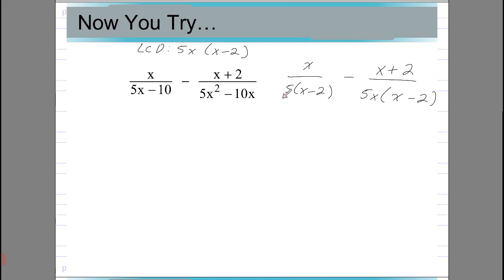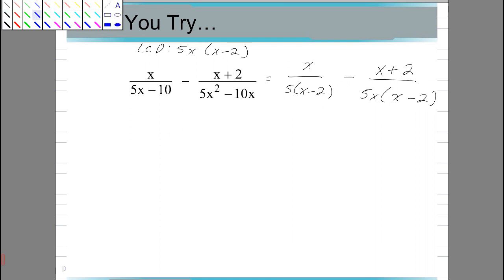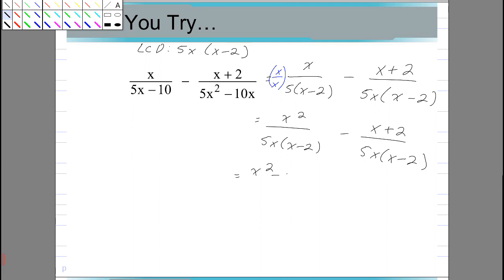So what do I need to introduce over here to make that work? The only thing it's missing is an x. So I get x squared over 5x times x minus 2 minus x plus 2 over 5x times x minus 2. Subtracting those two, x squared minus x minus 2 over 5x, x minus 2.